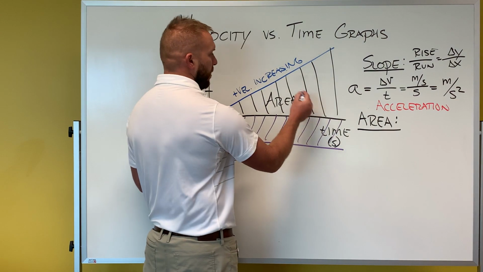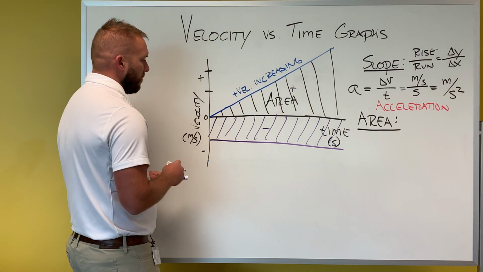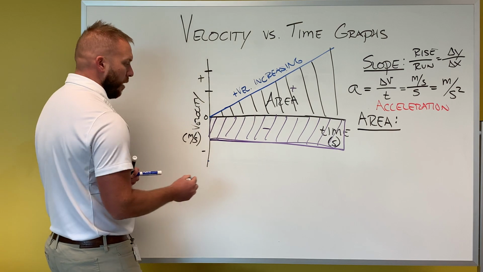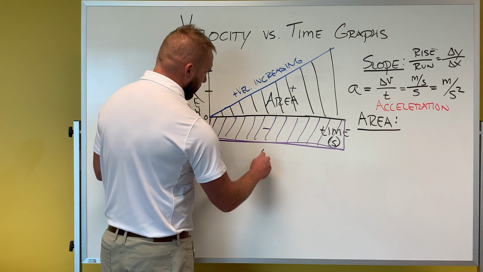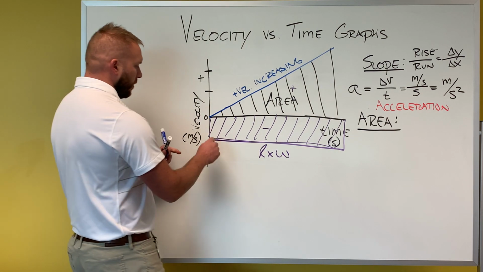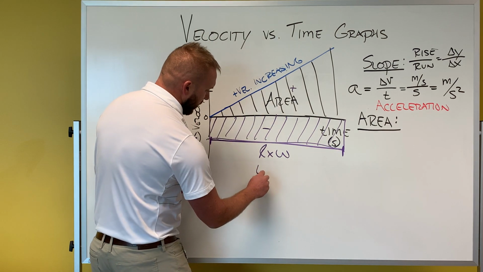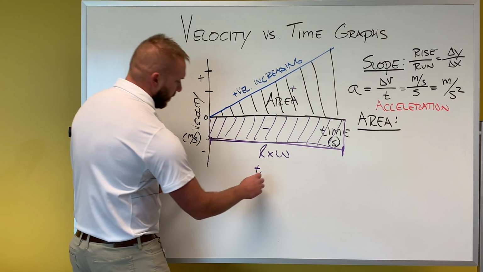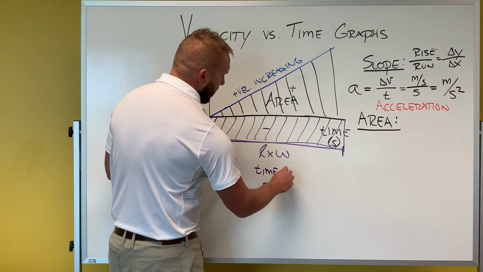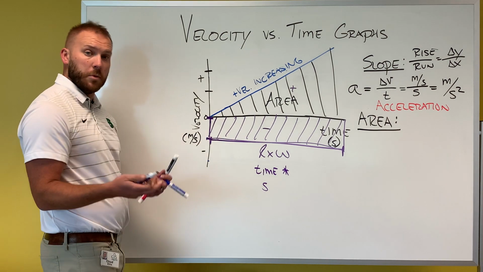Right? This is a positive area, this is a negative area, right? Well, what does that tell me? So if I were to find the area of this shape, I would basically do length times width. We have a rectangle, right? The length would be from here to there. That is measured as time, okay? That's measured in seconds. If I multiply that by my width, which is this, that's a velocity.